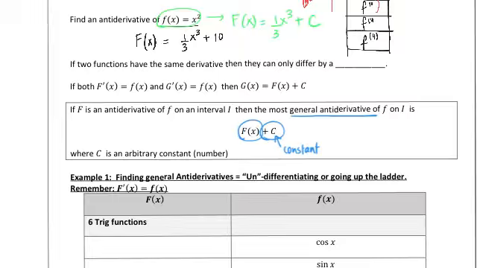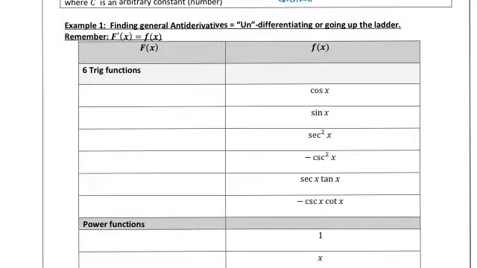Now that we know that we can go up the ladder, and that antiderivative just means undifferentiating, or figuring out what function was above on that ladder, we are going to practice doing that. If you think of our trig functions, pause the video and see if you can figure this out. If little f is cosine x, what is big F? If little f is sine x, what is big F? Pause the video and see if you can figure those out.